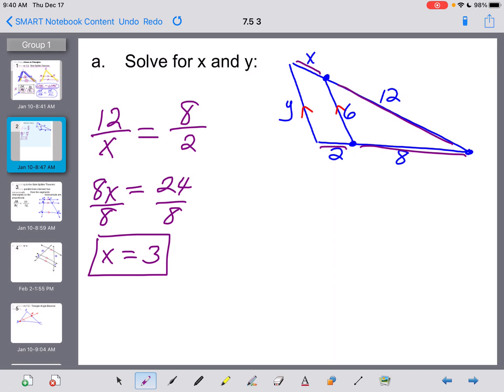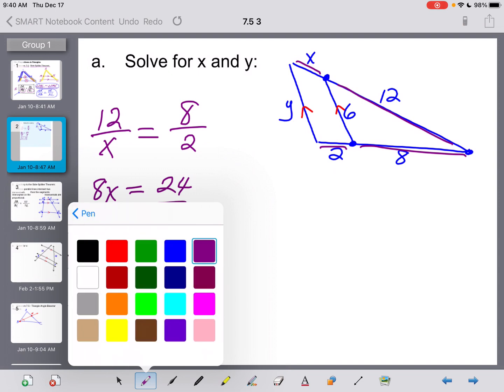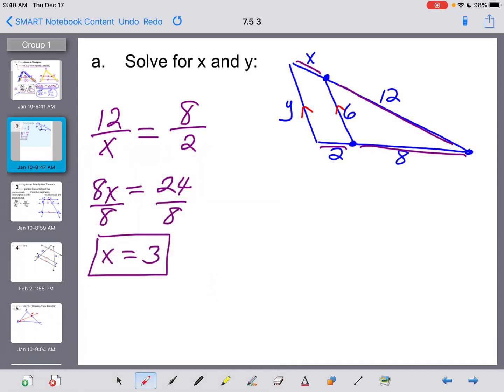Now, that is how the side splitter theorem works. But the mistake that I see all the time, I'm going to show you right now. You might not want to write this down, everybody. Like I said, people learn the side splitter theorem really, really well, so I start to see this proportion a lot, which makes some sense.